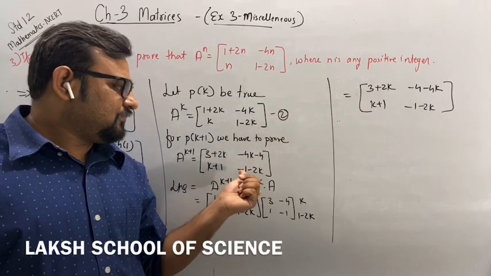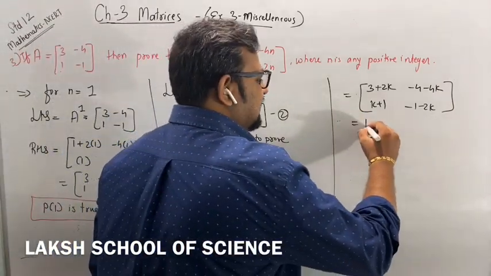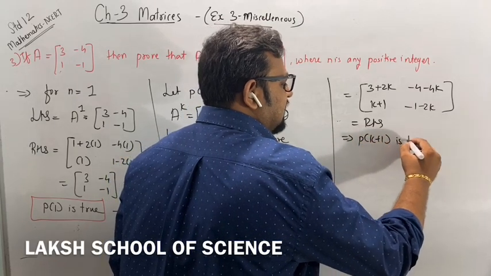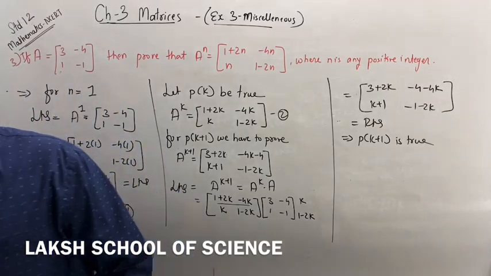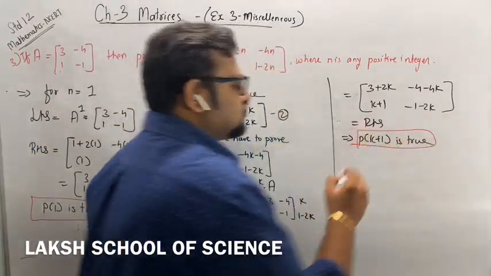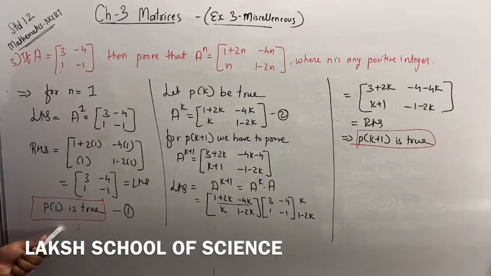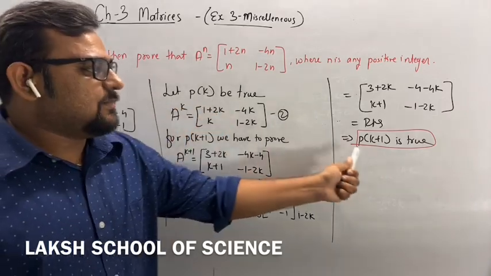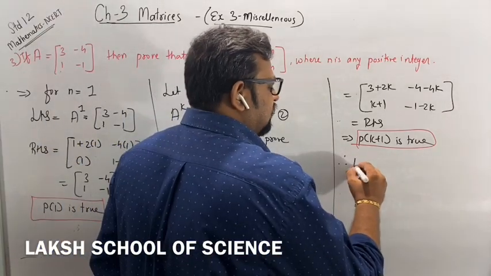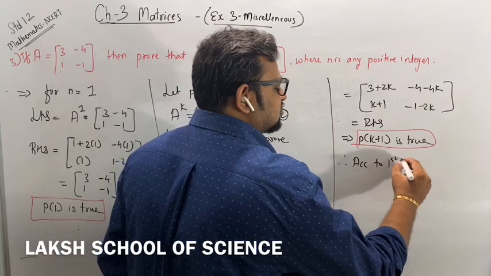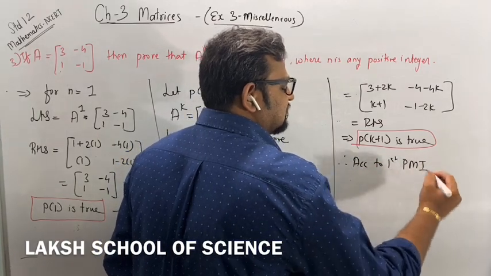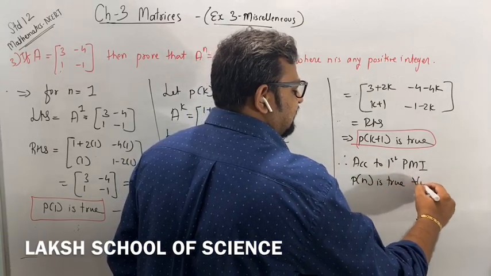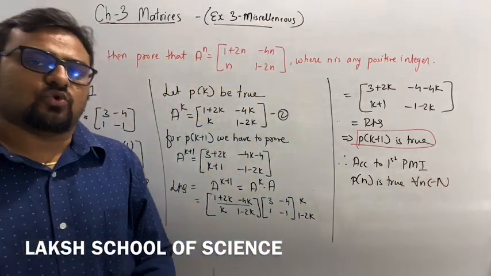So let's see what we got. Is it same? Yes. So this is equal to RHS. That means P of k plus 1 is also true. Let me mark it. So P of k is true, P of k plus 1 is true. Therefore, according to the first principle of mathematical induction, P of n is true for every n belonging to N.